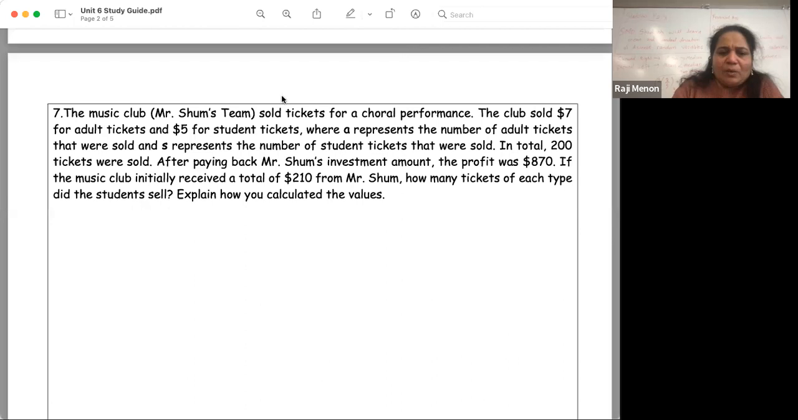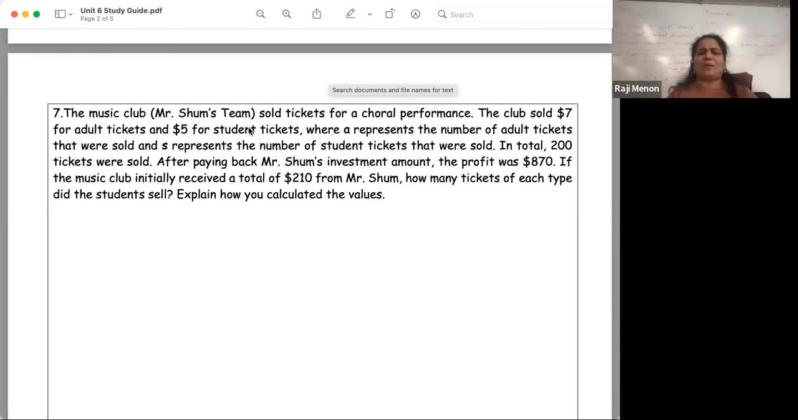So it's saying the music club, Mr. Shrum's team, sold tickets for a choral performance. Choral, maybe choir, whatever. The club sold adult tickets for $7 and student tickets for $5. So you're getting the idea, right? It always happens in schools, adult tickets cost a little bit more than the student ticket, where A represents the number of adult tickets and S represents the number of student tickets.